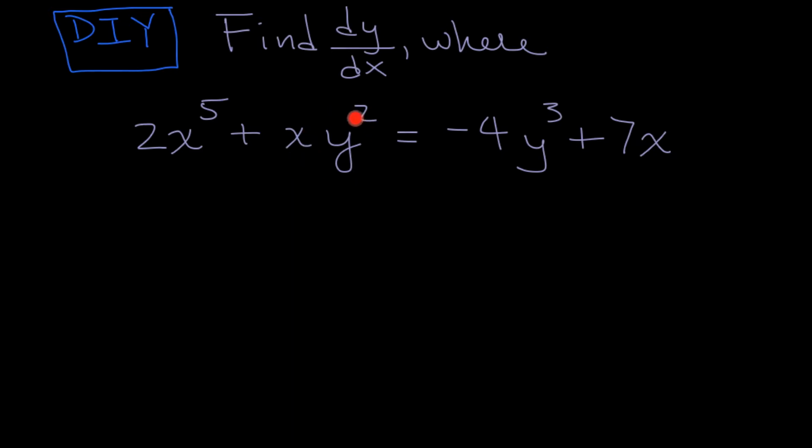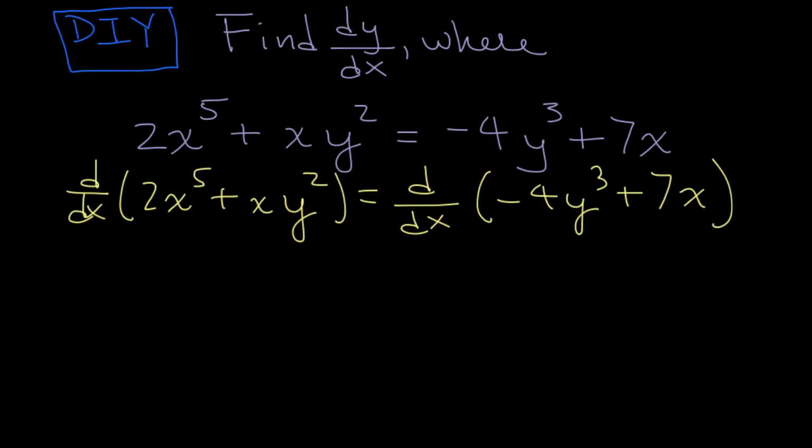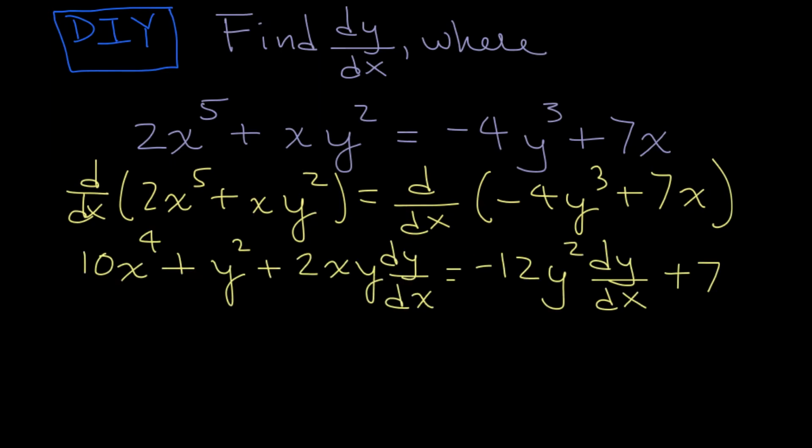When you differentiate y's, you must use the chain rule and tack on a dy/dx because y is an implicit function of x. Now let's go ahead and take the derivative with respect to x of both sides of the equation and see what we get. We get 10x^4, that's just a function of x. But here when we differentiate xy^2, we must use the product rule.